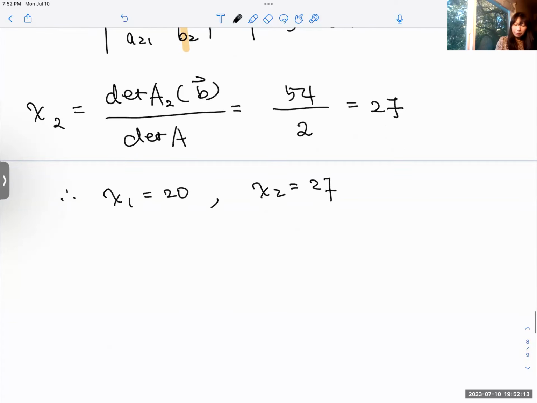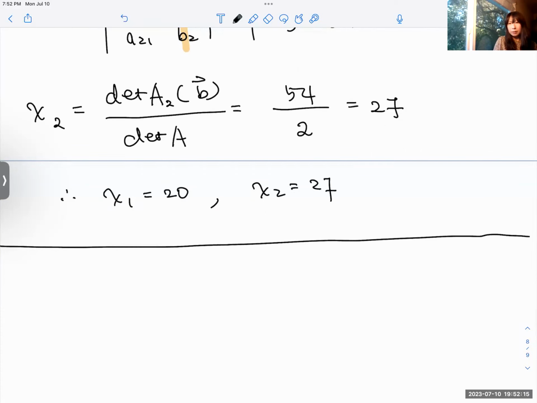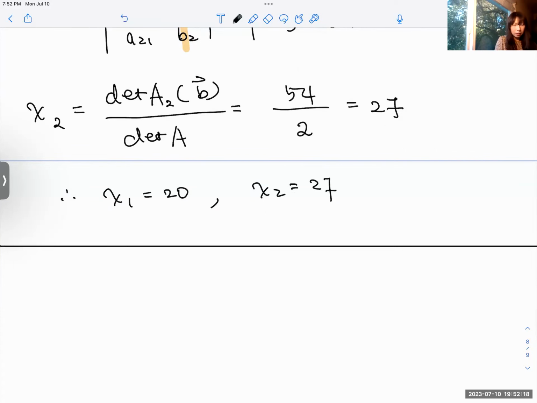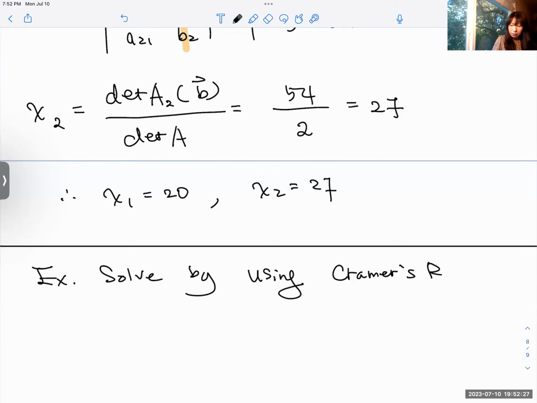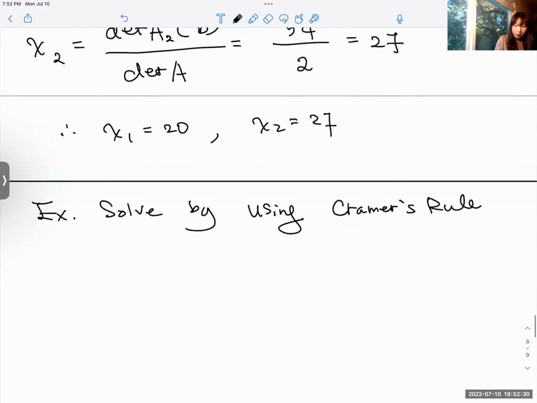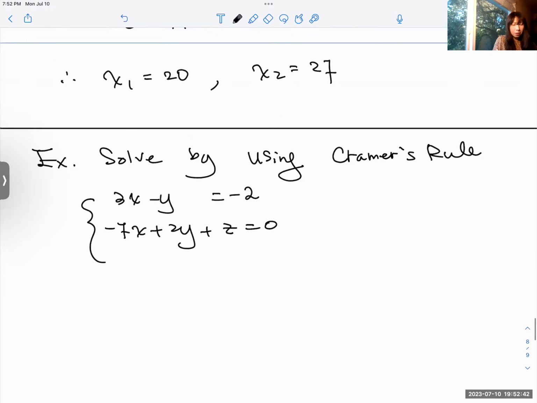So solve, solve by using Cramer's rule. Okay, so we have 3x minus y equal to negative 2, negative 7x plus 2y plus z equal to 0. We have negative 6x plus 4z equal to 1.